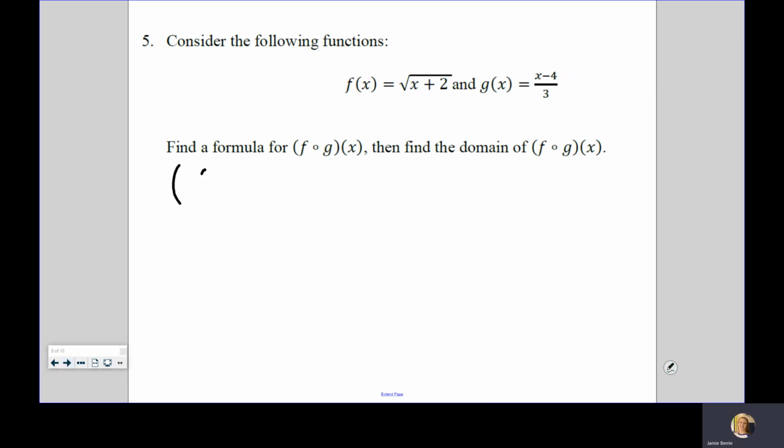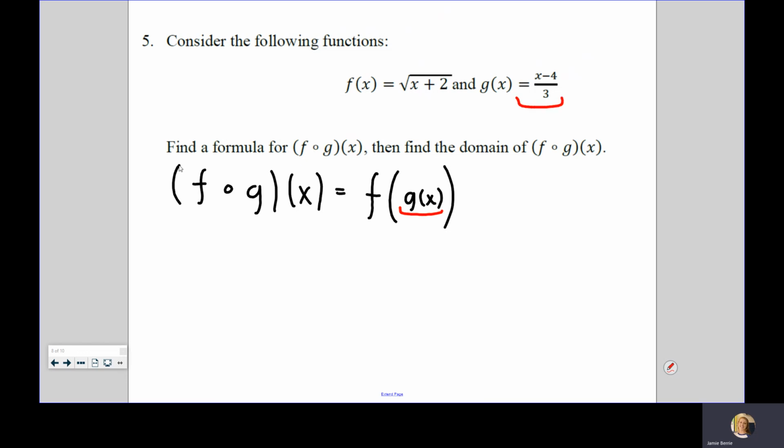Let's write down the rule for composition of functions. F composed with g of x is equal to f of g of x. Start on the inside, go ahead and replace g of x with what they told you it was. They said it was x minus 4 over 3. So this whole thing right here gets replaced with x minus 4 over 3.